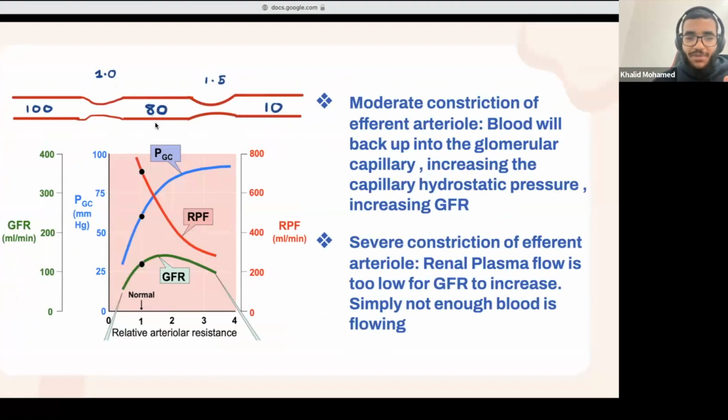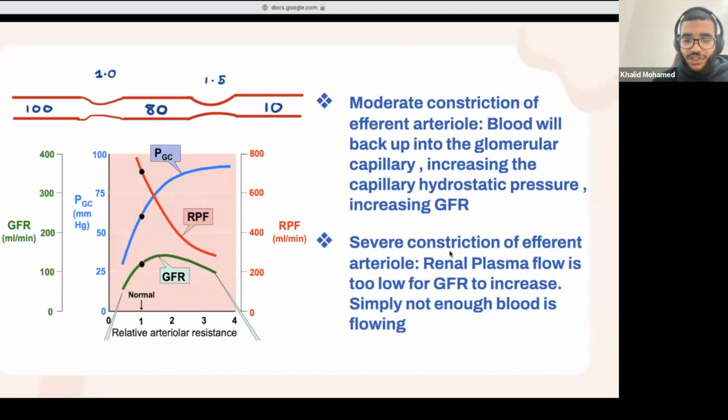However, what happens to renal plasma flow? If you're closing the exit, there will be less renal plasma flow. So now those are two opposing effects. One effect is increasing GFR and the other effect is decreasing GFR. So what actually happens to GFR is when we have moderate constriction of the efferent arteriole, when the constriction isn't too much, the effect of the increase in the pressure is more than the effect of the decrease in RPF. It dominates over the effect of RPF, and therefore GFR will increase at the beginning.